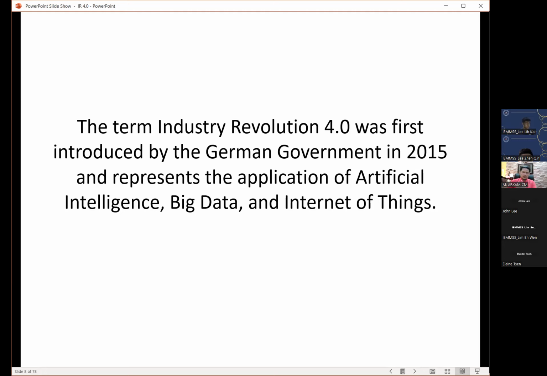But now when we talk about it, I can foresee that in a few years another IR will be coming in to replace or improve 4.0, or it might be IR 4.1, or 4.0 version 1. That is what we anticipate in future when we talk about this revolution.